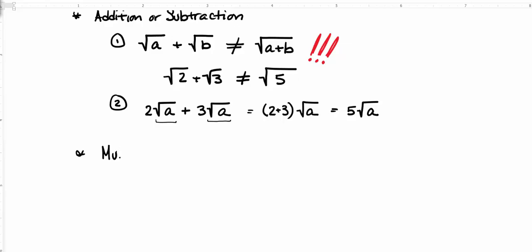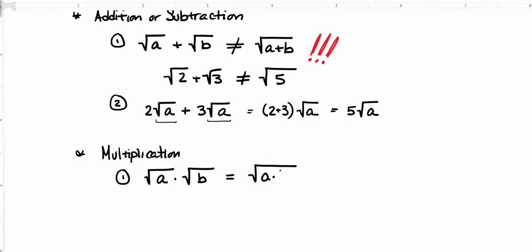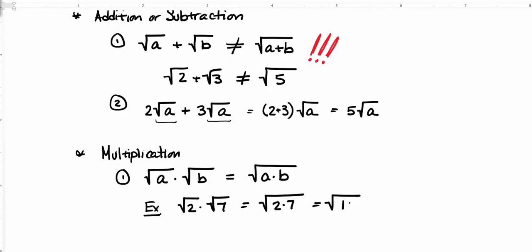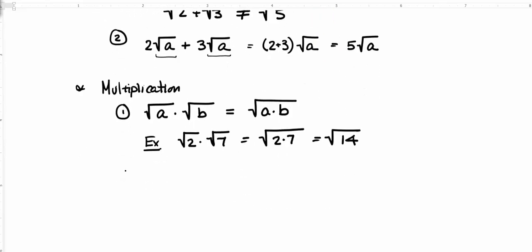Multiplication. Now for multiplication and division, you can bring things together under the radical. So if I have the square root of a times the square root of b, that actually equals the square root of a times b under the radical, right? So as an example, if I have the square root of 2 times the square root of 7, that actually equals the square root of 2 times 7, which equals the square root of 14. Remember, this does not work with addition or subtraction, but it works with multiplication. And it actually works with division as well.